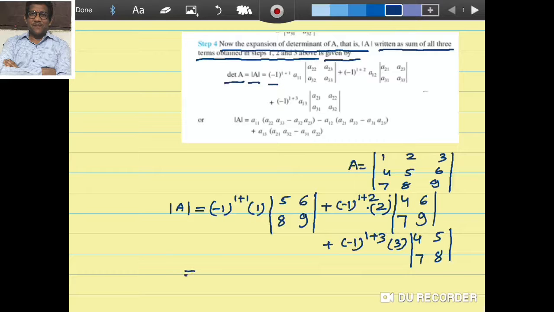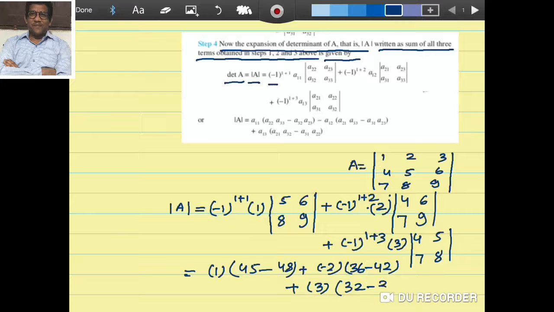Now we get here 1 into 45 minus 48 plus minus 2 into 36 minus 42 plus 3 into 32 minus 35. We get minus 3 plus 12 minus 9 is equal to 0.